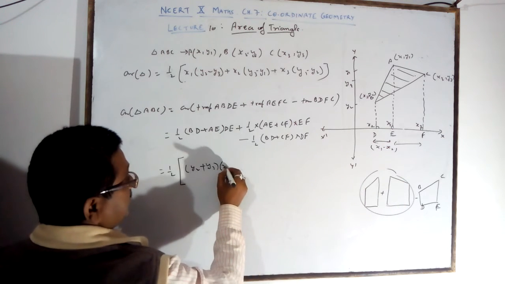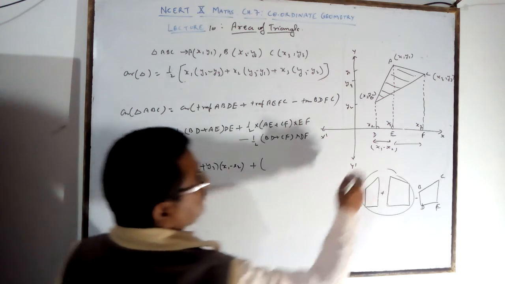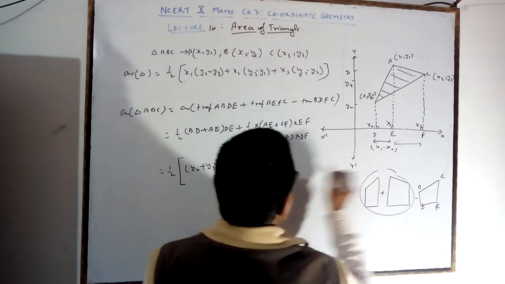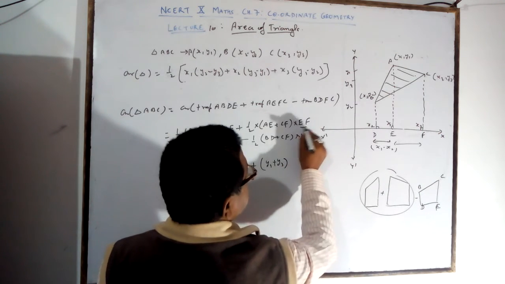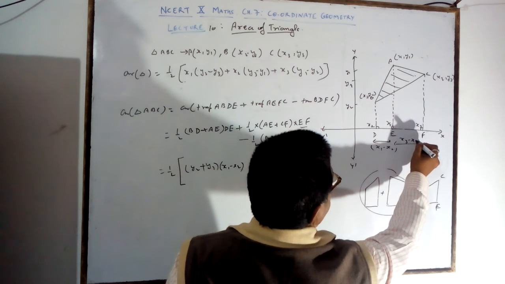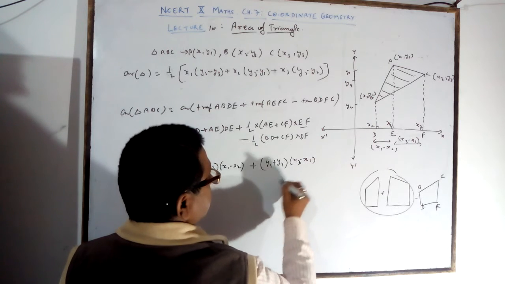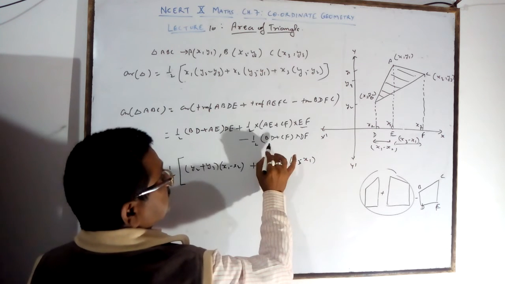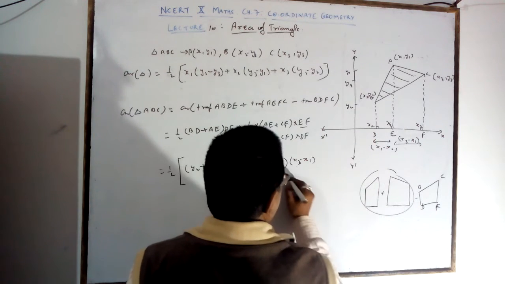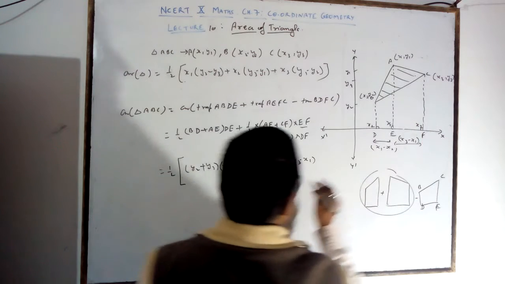So DE will be x1 minus x2, plus AE and CF. What is the AE? y1 plus CF y3, and this EF is this distance, x3 minus x1. What will you get here? x3 minus x1, minus what is given? BD plus CF. What is the BD again? BD is y2 plus CF. What is the CF given? y3.